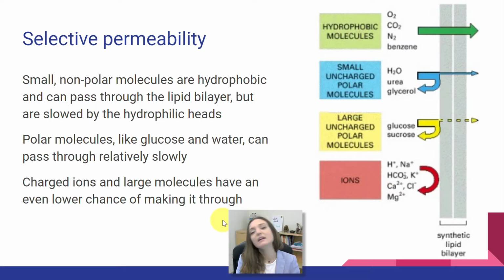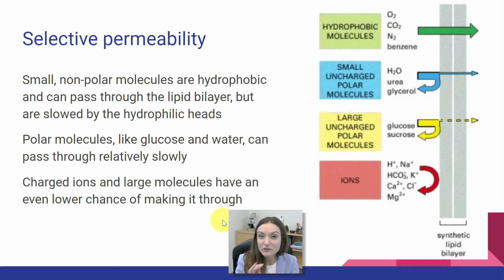Okay? Anything that is charged or relatively large cannot fit through that membrane very well. Okay? Ions, definitely not. So if it has a positive or a negative charge to it, hydrogen, sodium, bicarbonate, chlorine, magnesium, calcium, right? Those ions, nope, they're going to be repelled by those hydrophobic tails of the phospholipid molecule, right?